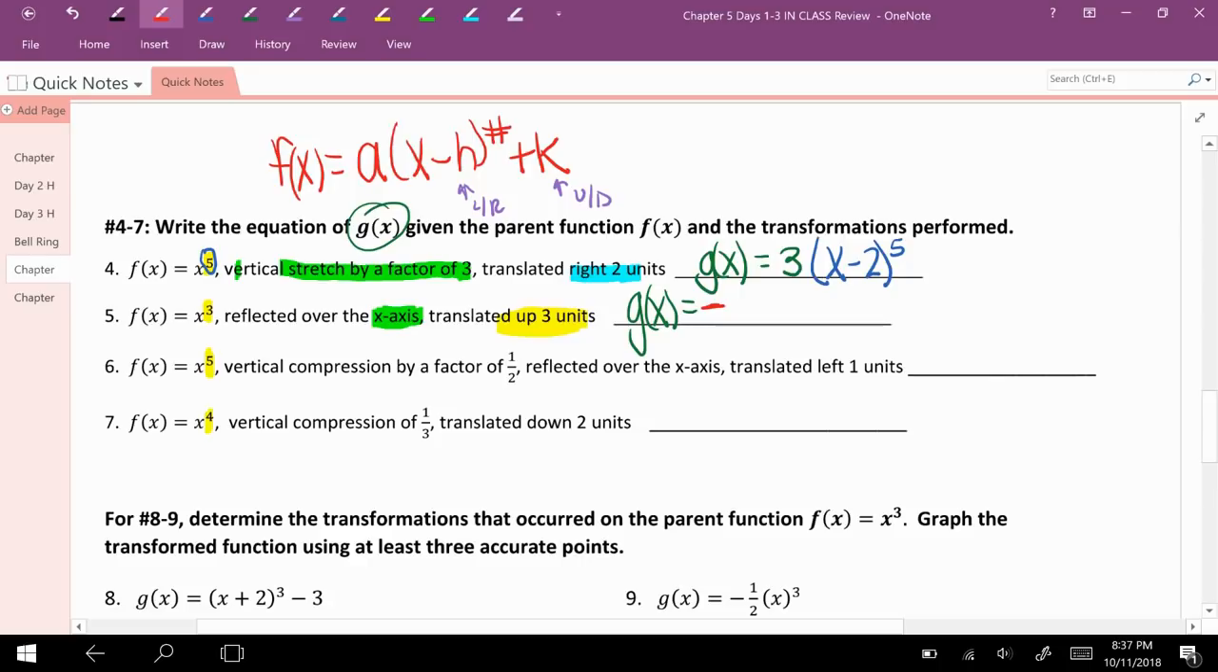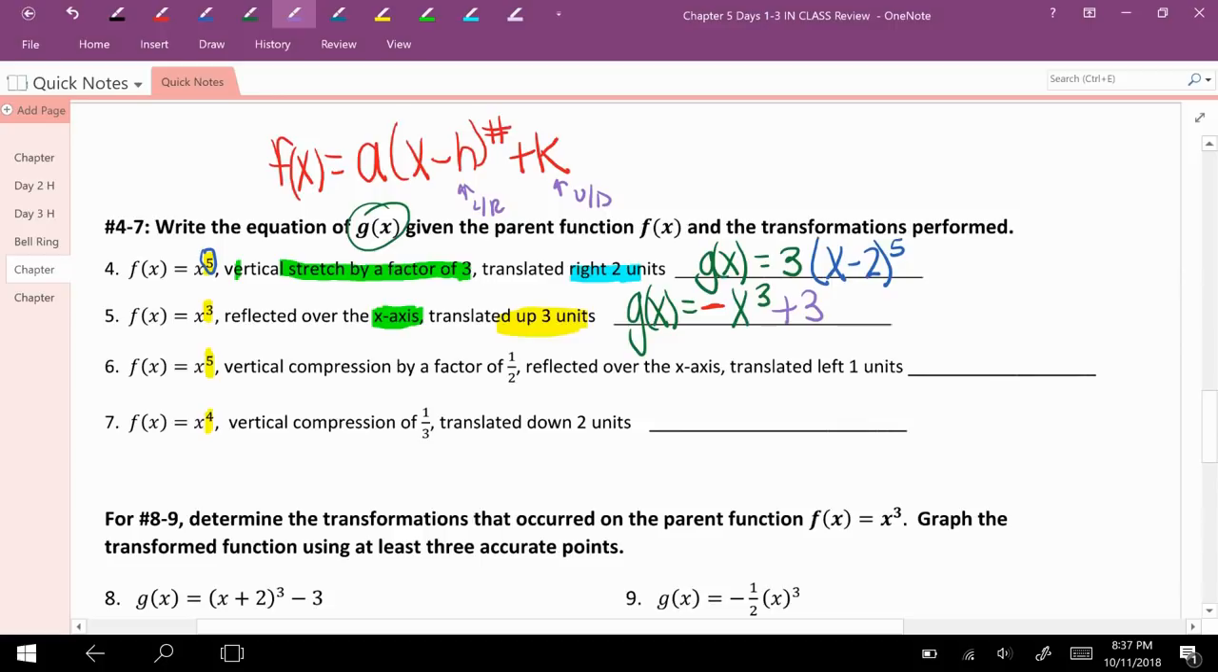Then translated up 3. That means I don't have an h. I just have this k value. So I have x cubed, because that's the function I'm in. And then I'm going to go up 3. So plus 3. And I'm done. Remember, because up or down is not in parentheses. That's the number on the outside.